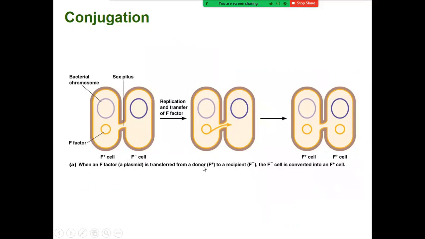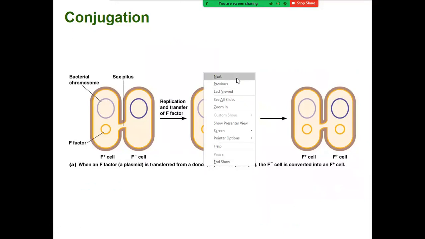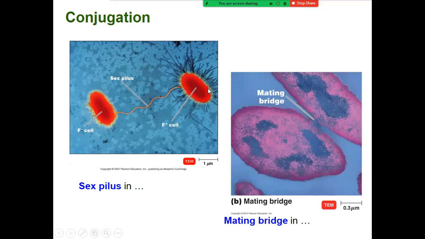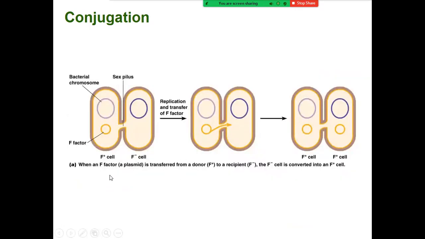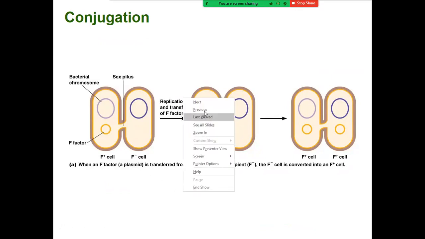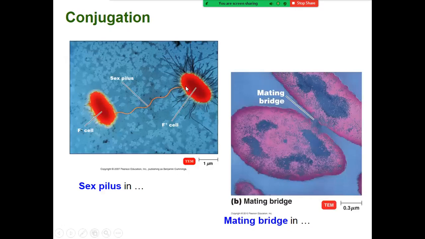The sex pilus, let me go back. The sex pilus that comes out of this cell literally skewers an F minus cell, which is this cell, and then acts as a winch to bring these two cells together. Now they don't have to be this close because the sex pilus is hollow, and the F plasmid from this cell can move through the sex pilus to enter the F minus cell. Any question about any of that?